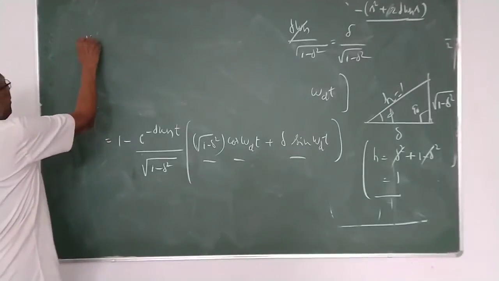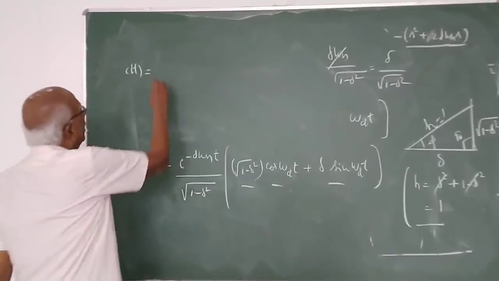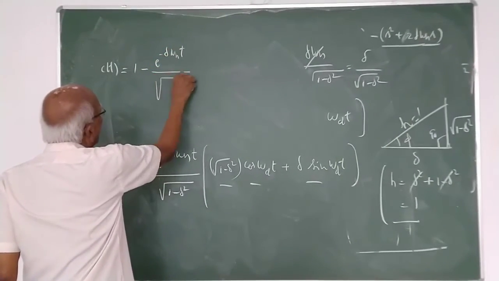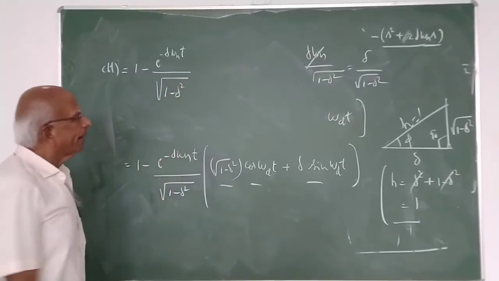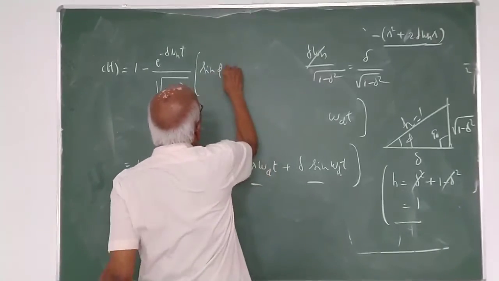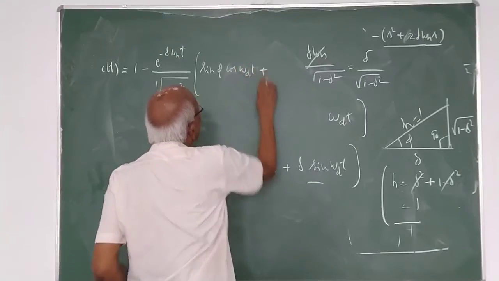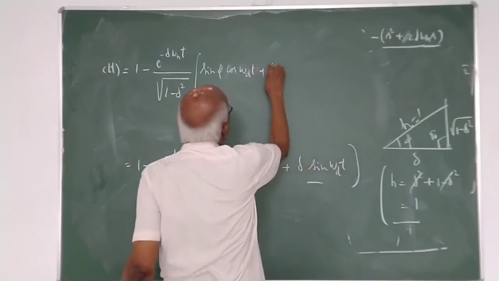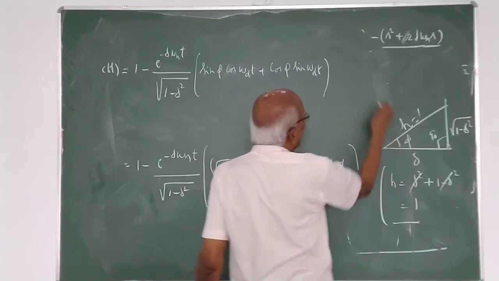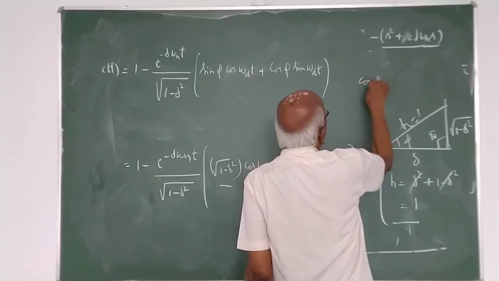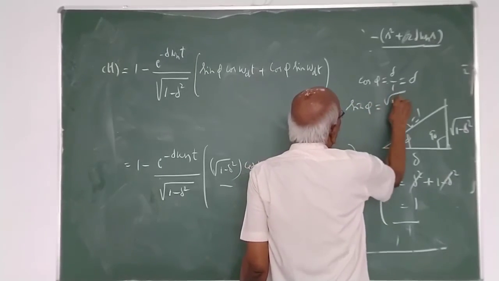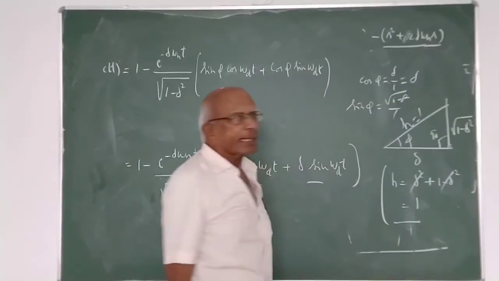So finally, or pre-finally, I write like this, 1 minus e to the power minus delta omega n t divided by root of 1 minus delta square into sin phi cos omega d t plus cos phi sin omega d t. Because from this triangle it is very easy to see that cos phi is delta by 1, which is delta. Sin phi is opposite side by hypotenuse, by 1. Isn't it?